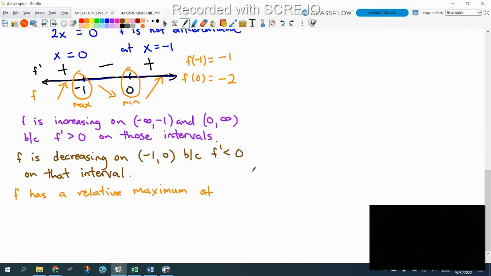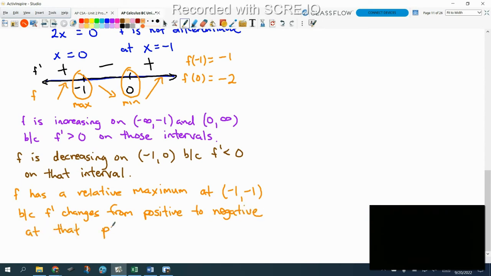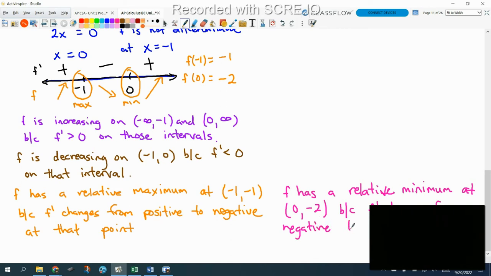All right, so f has a relative maximum at -1, -1. And we know that because f prime changes from positive to negative at that point. And f has a relative minimum at 0, -2 because f prime changes from negative to positive at that point.